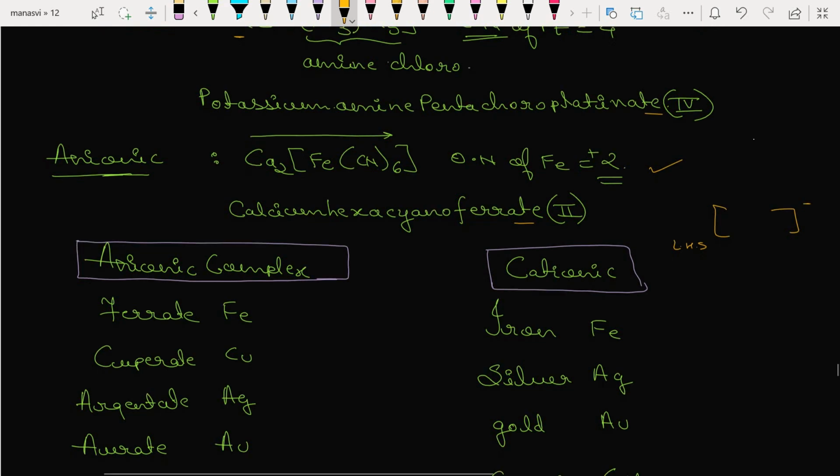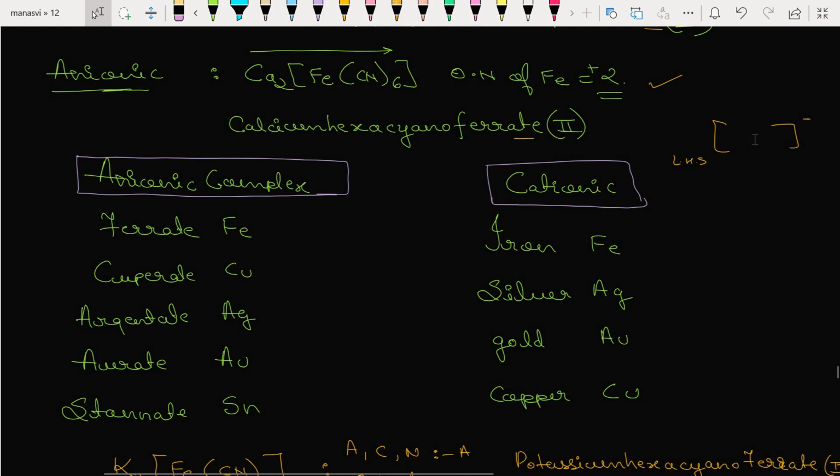Further, if the complex ion is found to be anionic, then the metal name is written in its Latin name. That is ferrate for iron, cuprate for copper, argentate for Ag, aurate for Au, stannate for Sn. Whereas if it is cationic or neutral, we use the simple names for them, that is iron for Fe, silver for Ag, gold for Au, and copper for Cu.